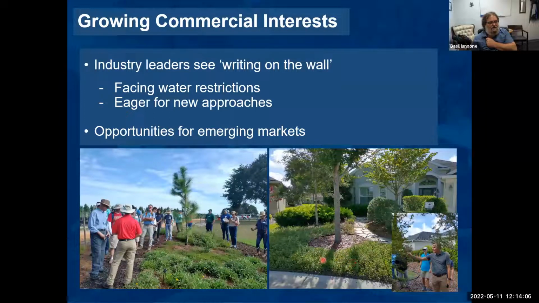This is a home that follows strict HOA guidelines and is converted to all low-irrigation native landscaping. And here we have a developer looking at this and seeing this as an opportunity in his development. So these sorts of interests are creating opportunities for emerging markets, too. So we know how to design things, and there's a will and an interest in this from the market, which I think suggests there's opportunity to do things better.